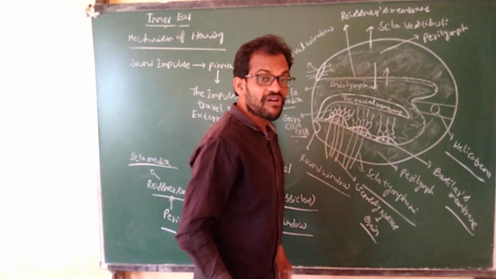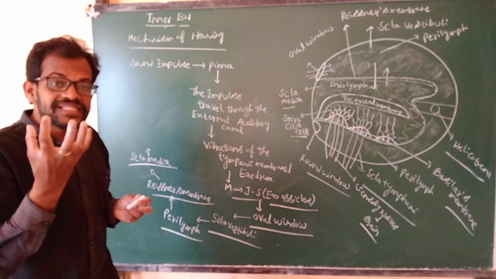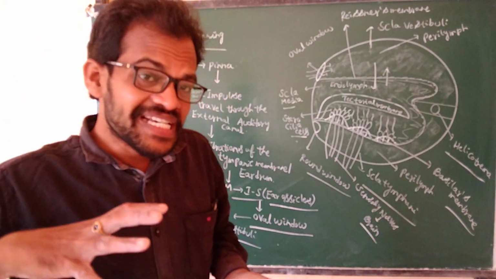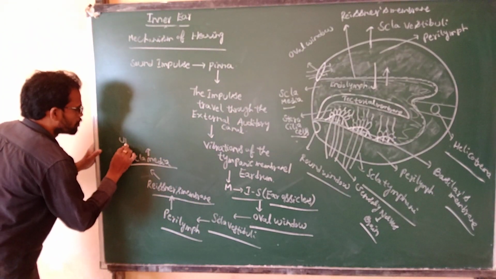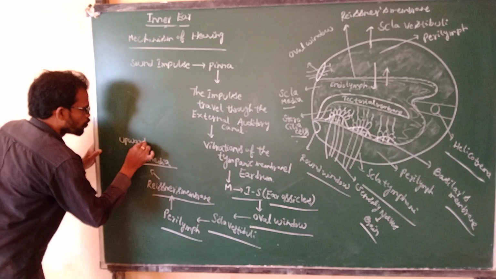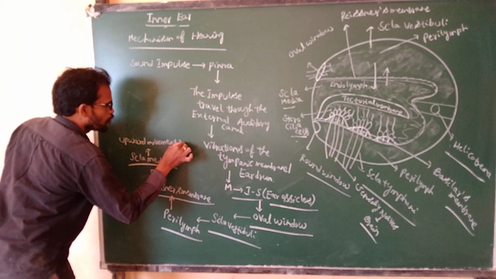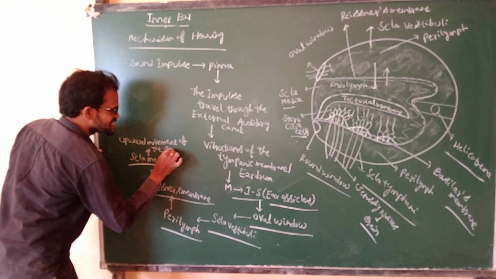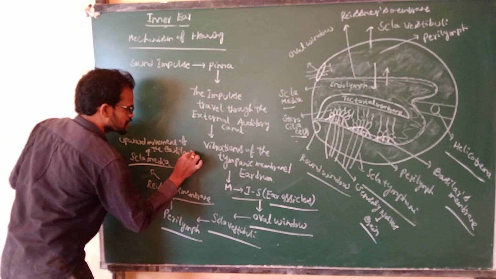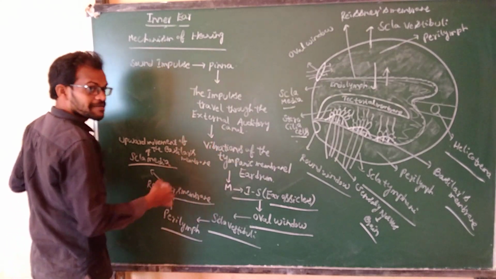The scala media consists of the basilar membrane. The basilar membrane shows an upward movement.